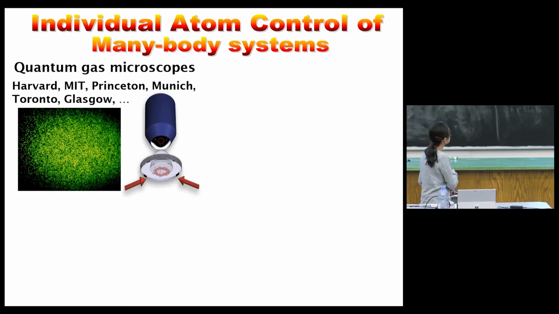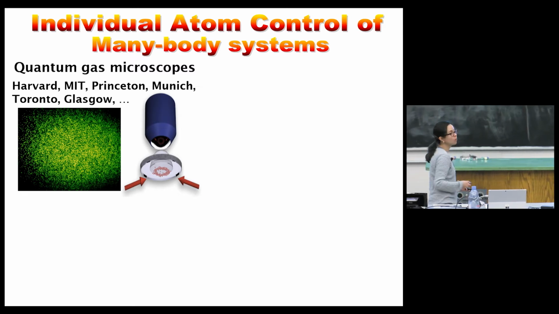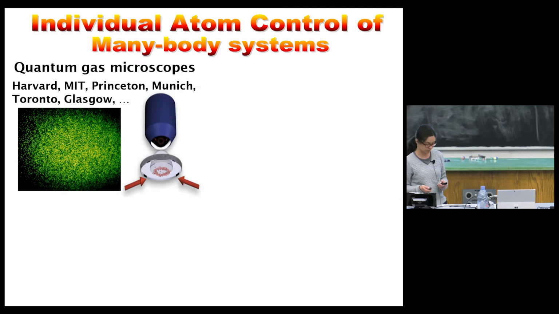So this is a picture of a quantum gas microscope at Harvard. Each individual spot that you see there is an atom. We can see them and we can see how they move in real time. Initially it was at Harvard, but there are many labs around the world that have these quantum gas microscopes.